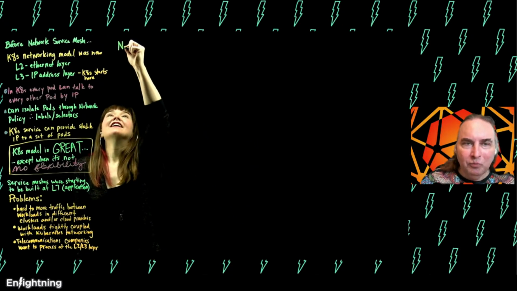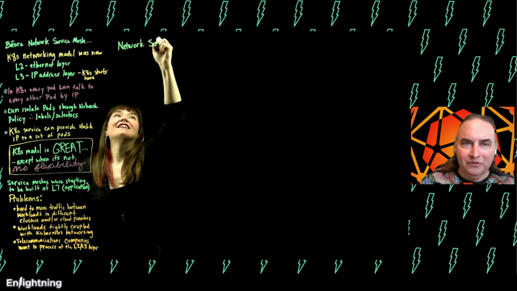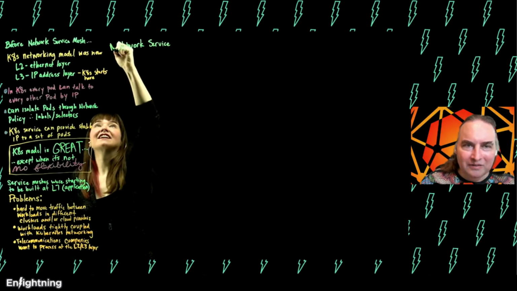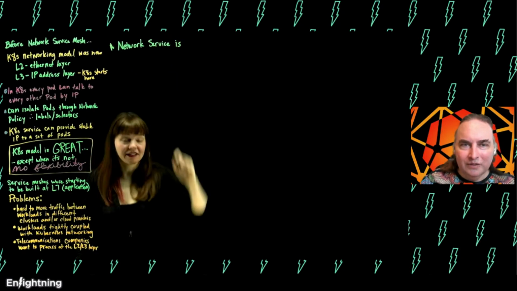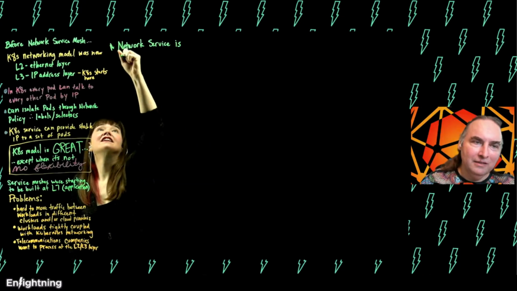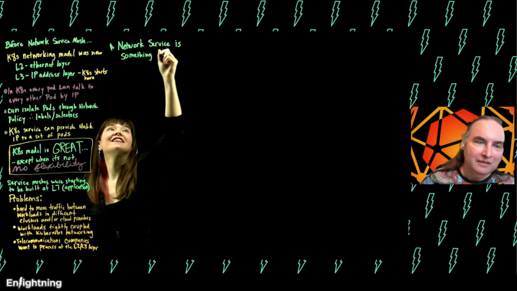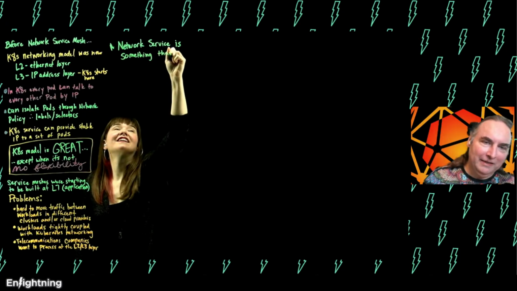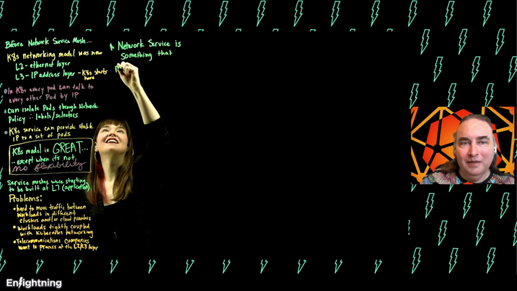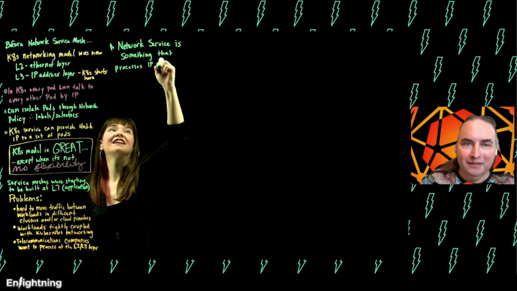So probably a good place to start there is with the definition of a network service, right? So a network service is just something that processes IP packets. Let's just talk about IP packets for the moment, because the Ethernet frames we can also do, but IP packets are easier to talk about. Something that provides connectivity, security, and observability by processing IP packets.